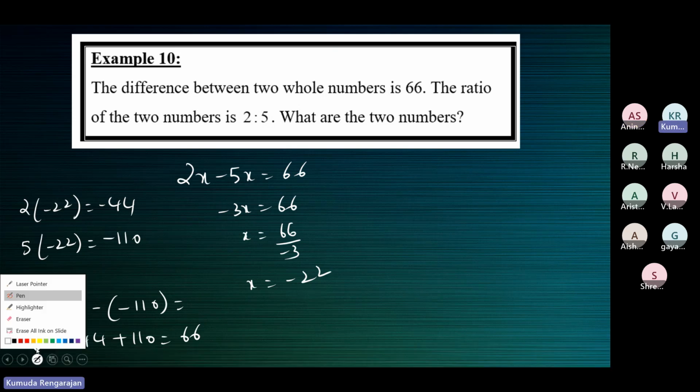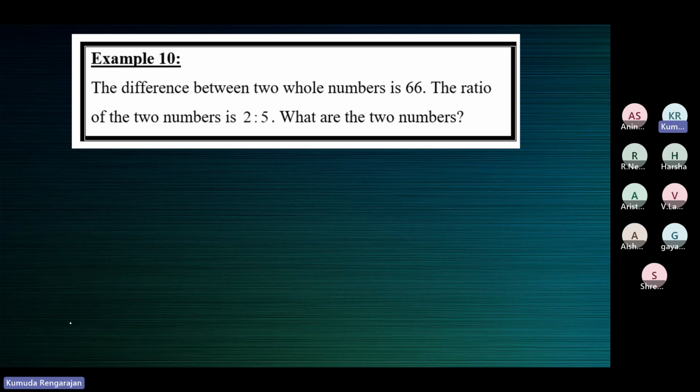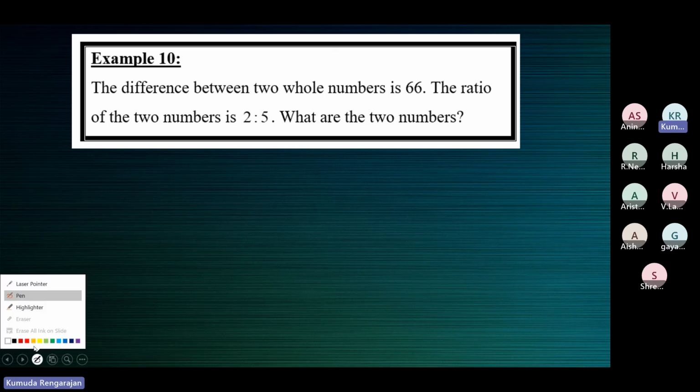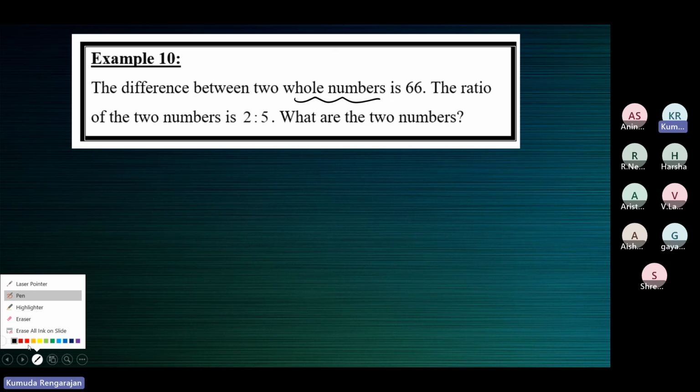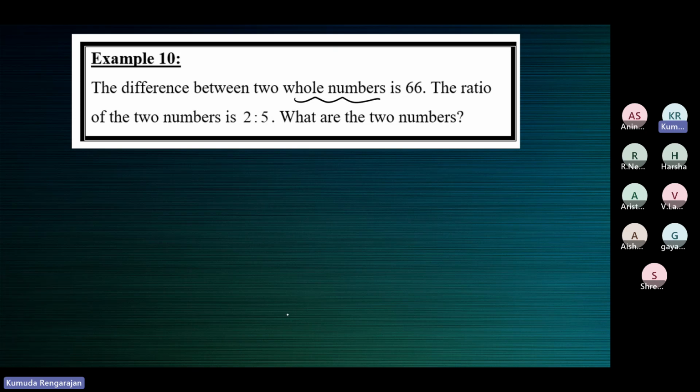Correct. So now I'll tell you two different things. Harsha was also right. You actually can give two answers for this situation, because what are the two numbers? If the question says find the two natural numbers... Oh, it's given whole numbers. Oh, I didn't read that. That's what I was trying to say. It's given the difference between two whole numbers. Okay, good.